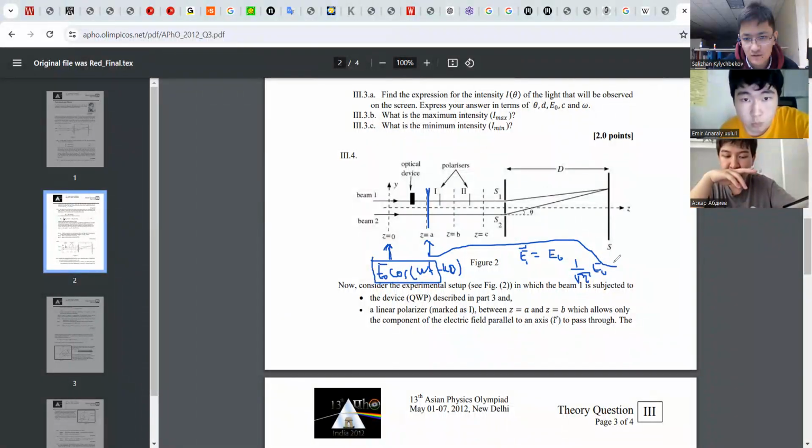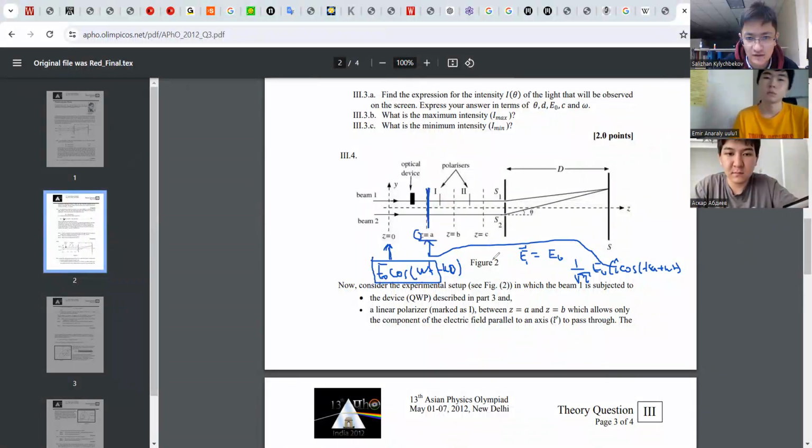E1 is 1 over root 2 E0 cosine of (kz plus omega t) in the i hat direction, right? Plus j sine of (minus kz plus omega t). That's circular polarization. Here z is not 0, so the kz gets added.